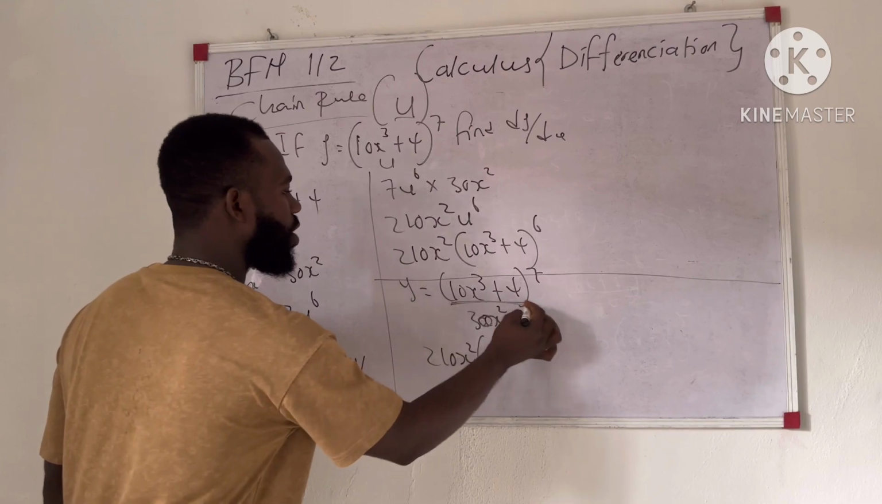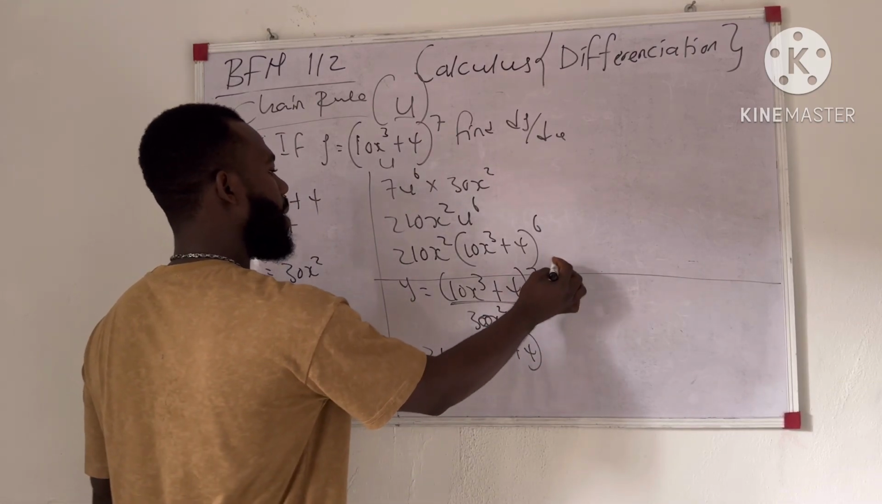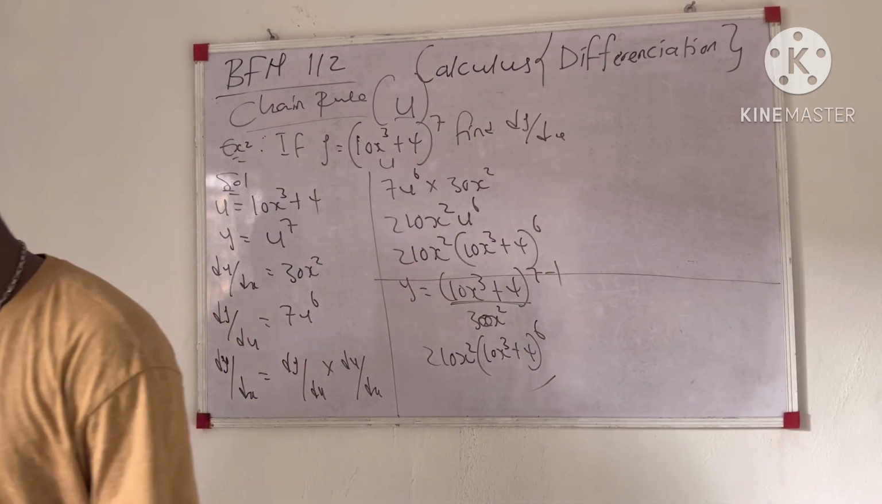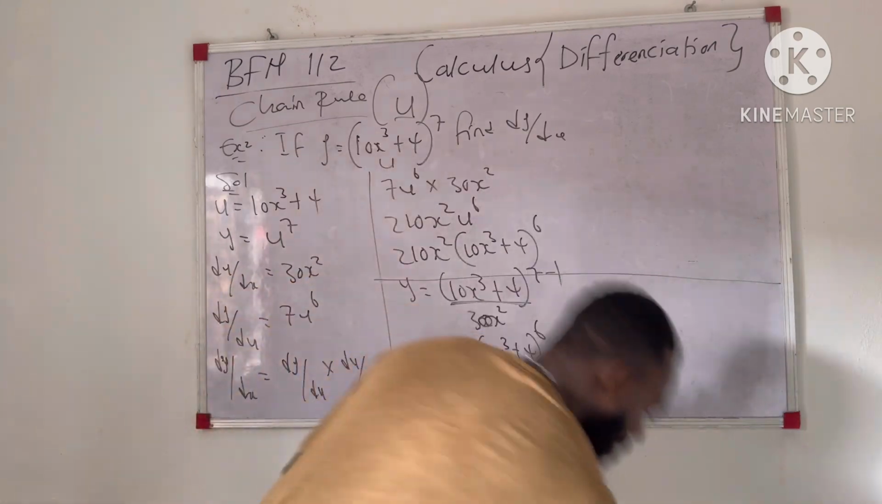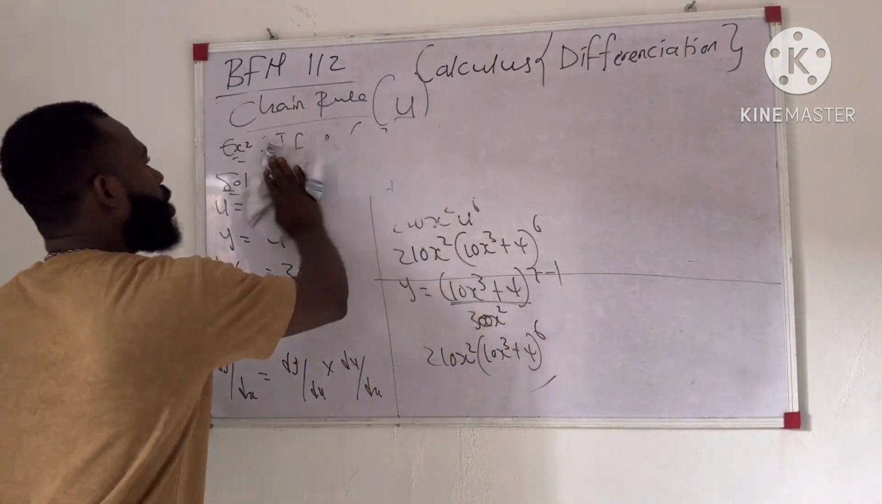Alright. Now copy back the question, which is 10x raised to the power 3 plus 4. Then minus 1 from the power 7, which is 6. You see that we got the same answer. Alright, with these two examples, you will be able to solve problems on chain rule.